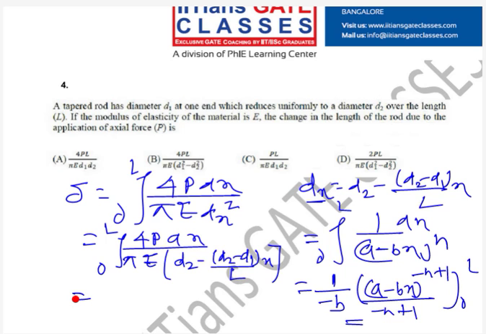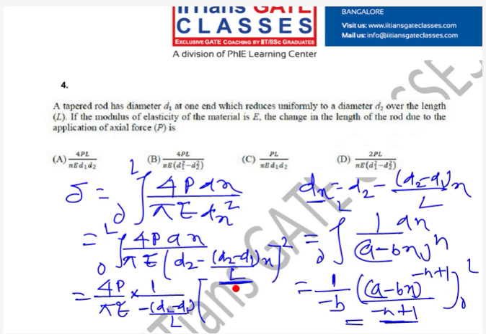So what will I get? When I integrate, I'll get 4P upon pi E, which is constant. B is what? This is my b term. So I'll multiply by 1 upon minus (d2 minus d1 upon L). Is it clear? Now it is a square term, so minus 2 plus 1 is how much? It's minus 1.